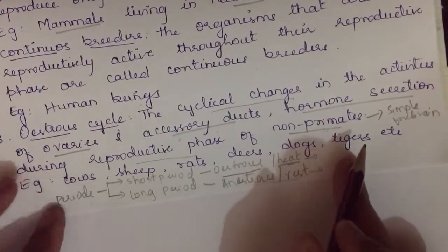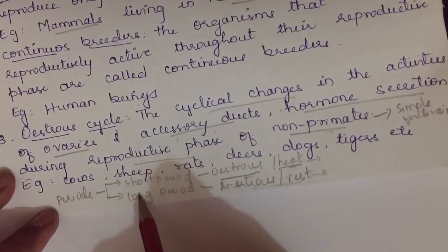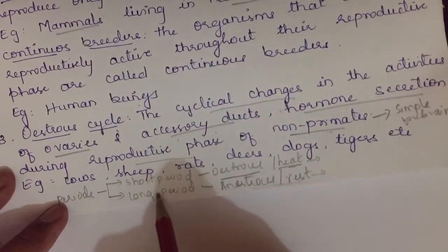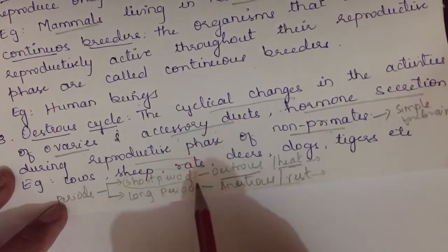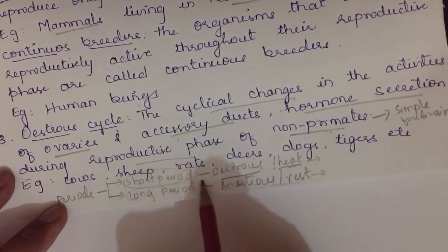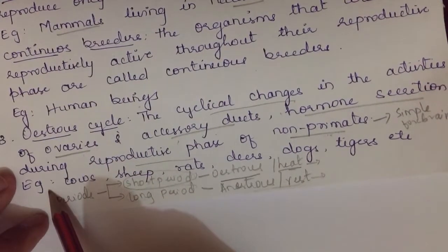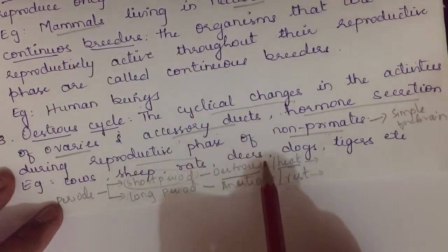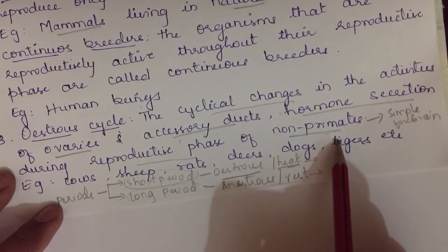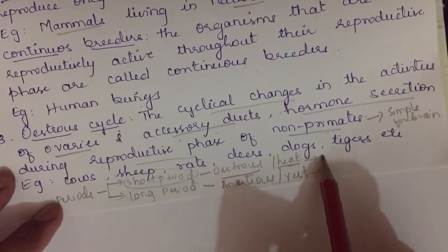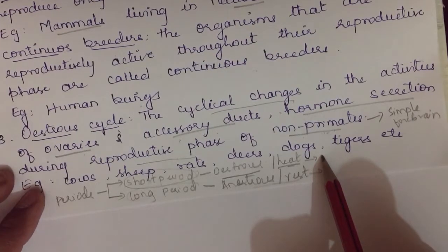So in estrous cycle, the cyclical changes going on in the female non-primates have 2 periods throughout the year. One is short period, one is long period, which means the organisms are able to reproduce only for a short period, whereas in a long period they are unable to reproduce. So this is about the estrous cycle. Examples: cows, sheep, rats, deer, dogs, tigers, etc. All these are non-primates which have estrous cycle. There is no shedding of endometrium in estrous cycle.